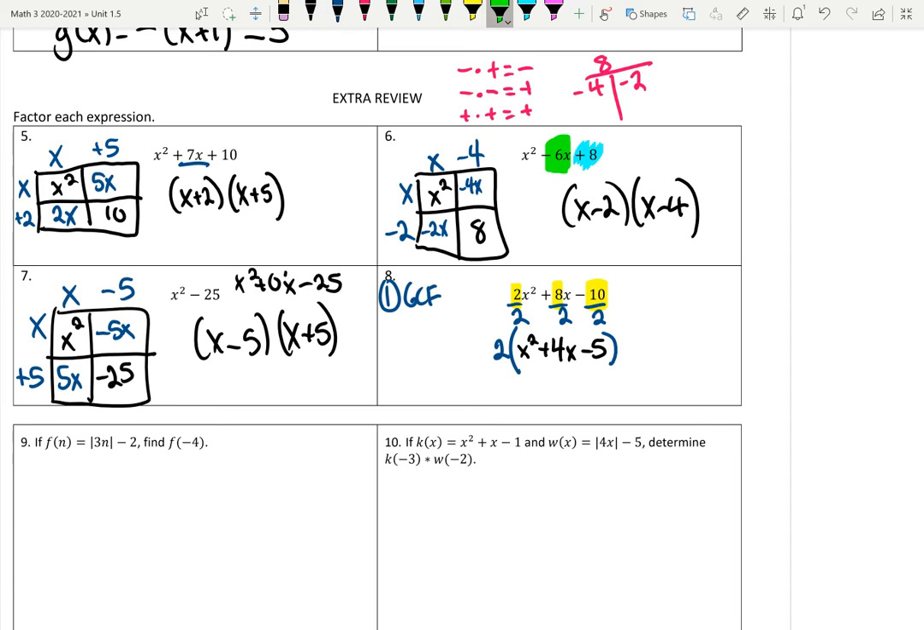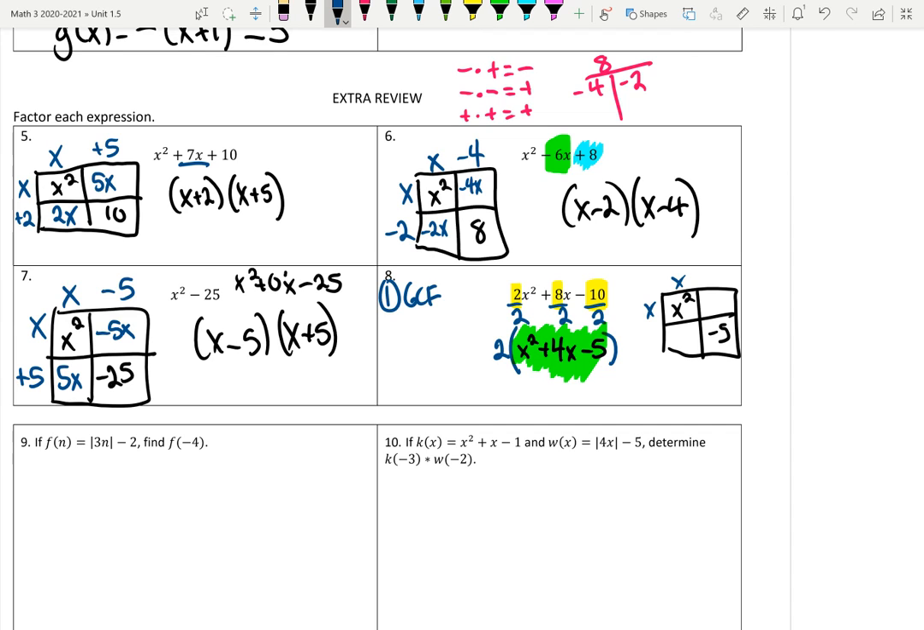Now, this is a problem in itself. I'm going to ignore this 2, and I'm only going to factor the inside. So when I set up my area model, I can go ahead and put x squared. I can put negative 5. So generating the factors, x times x is x squared. Negative 5 is prime, so it's only going to be 5 and 1.